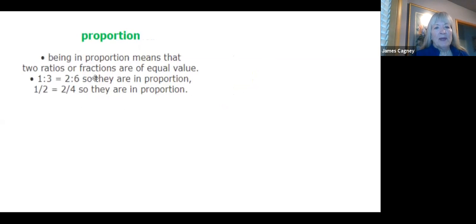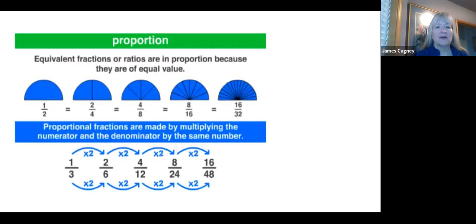Proportion. Being in proportion means that two ratios or fractions are equal. So really I am just going to set two ratios equal to each other. So a ratio is just a fraction, and a proportion is two fractions set equal to each other. Here's another way of looking at proportions. Equivalent fractions or ratios are in proportion because they have equal value. We say they're equivalent fractions.